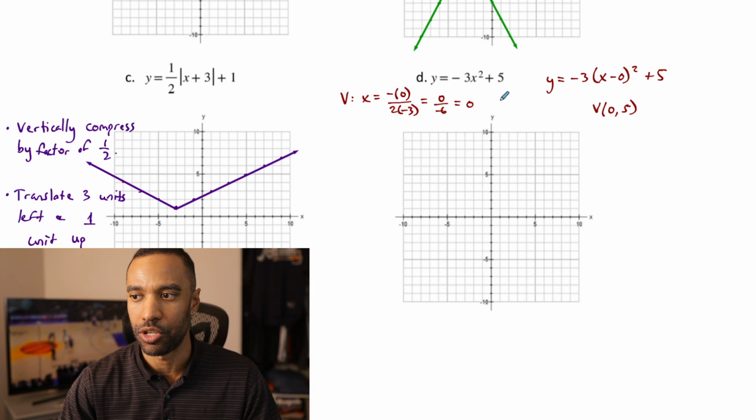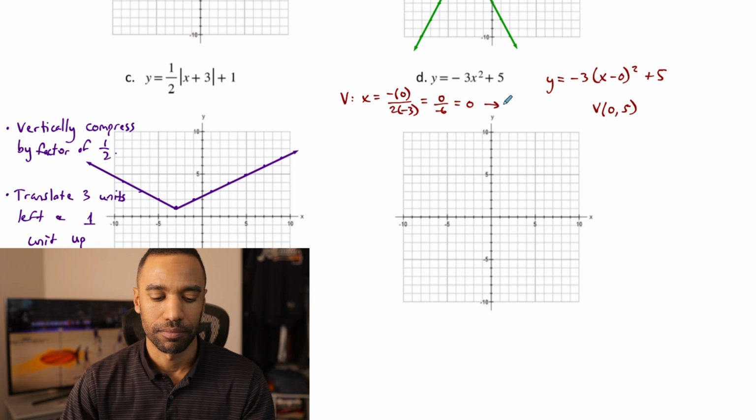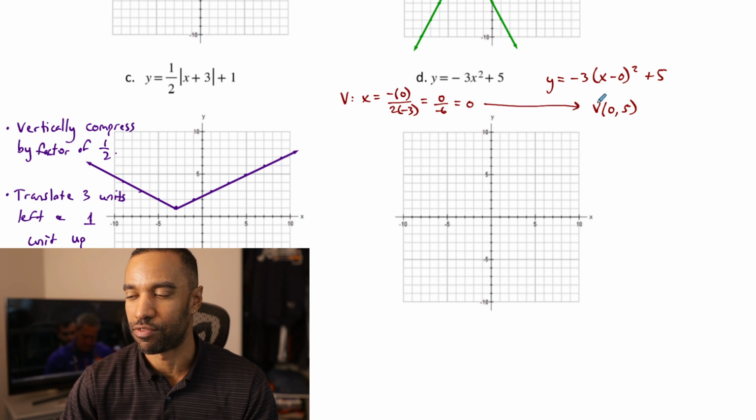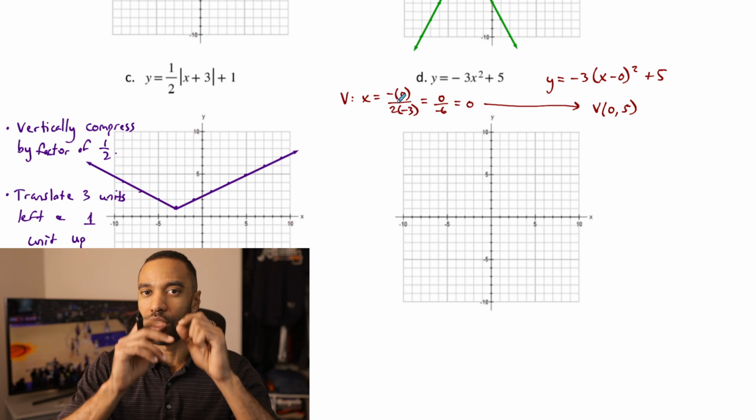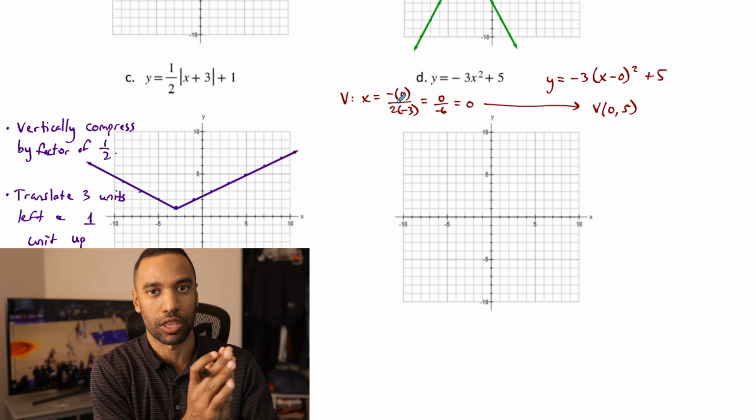Plug in 0 into here, you get 5 for y. So 0 is the x value. It leads you to that vertex. That's literally just what you do. When there's no b value, the only translations you can have are vertical, nothing horizontal.